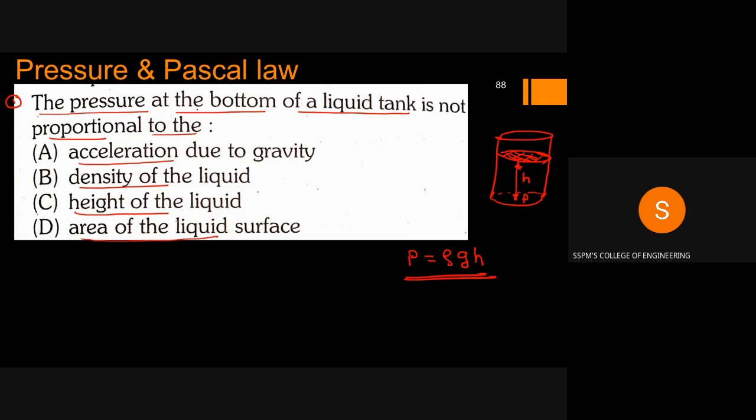Okay. So the correct answer for this question is, pressure at the bottom of the liquid tank is not proportional. Not proportional means it is not dependent on which quantity? Area. Okay. So the correct option is option D. Pressure is proportional to the density, pressure is proportional to the acceleration due to gravity, and pressure is proportional to the height.